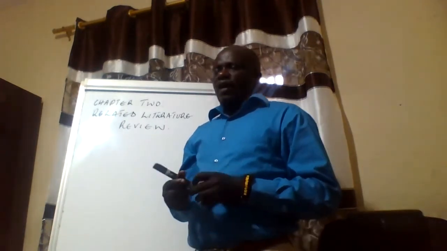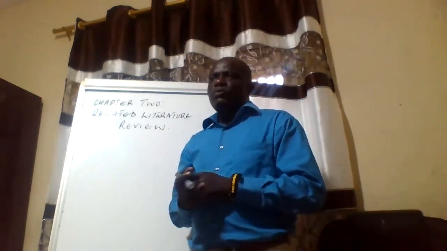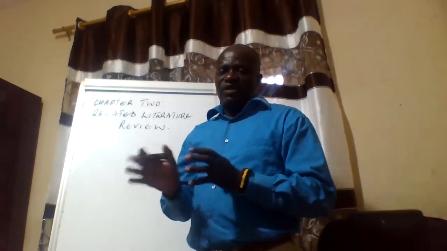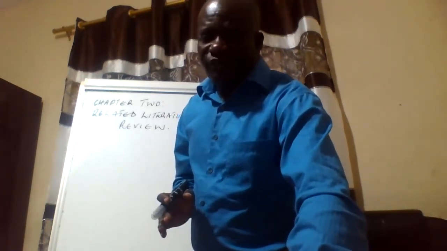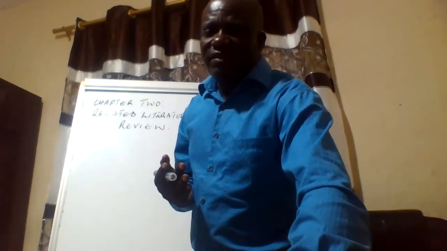Now after 2.2, which is opinions and ideas as defined by different scholars and authors, you move to 2.3, which is theoretical perspectives. Here, under this, you write the theories about your study.